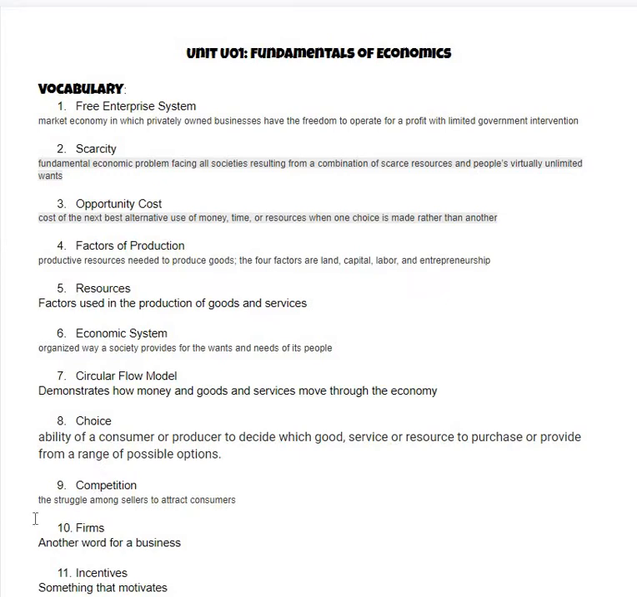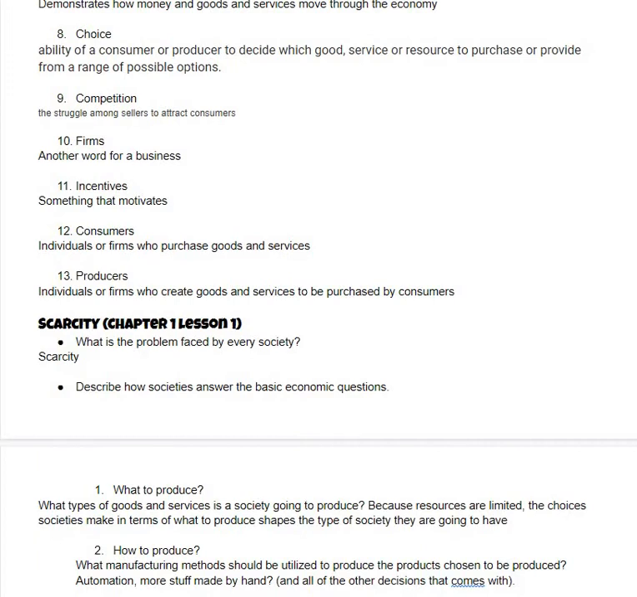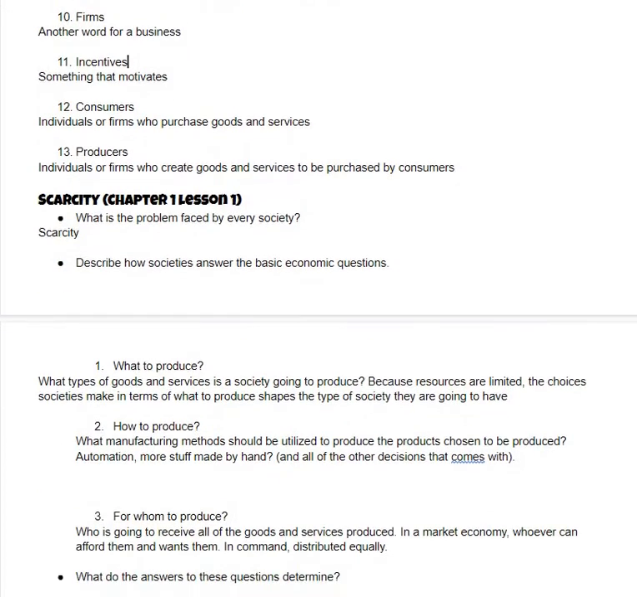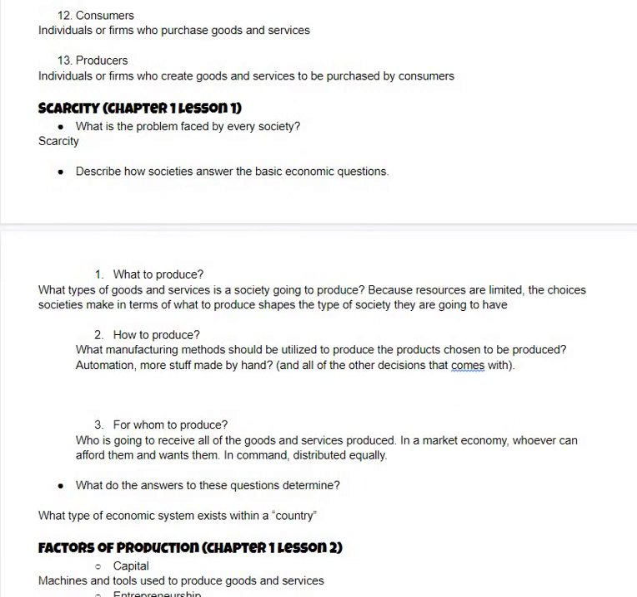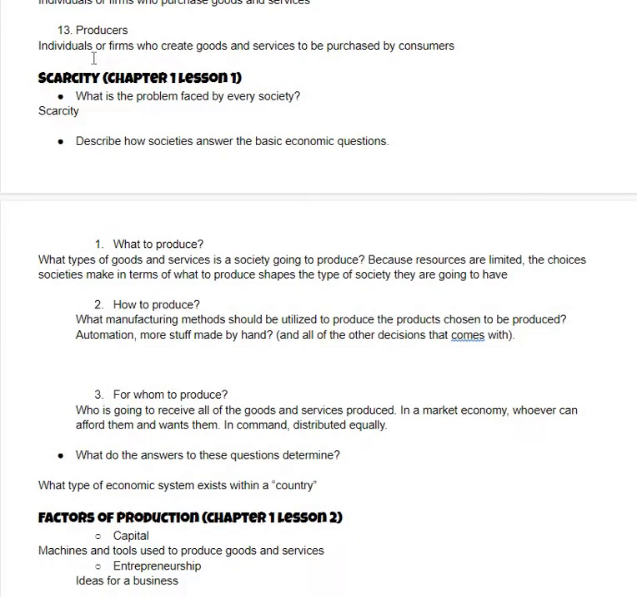Competition is the struggle among sellers to attract consumers. It's just different businesses competing or trying to get customers to buy their products. Firm is another word for a business. Okay, incentives. That's something that motivates. Typically in economics, that's going to be the profit incentive for you right there. Consumers are people or businesses who buy stuff, and producers are people or businesses who make stuff.